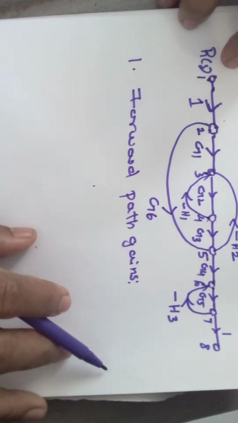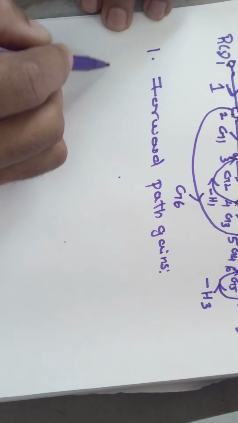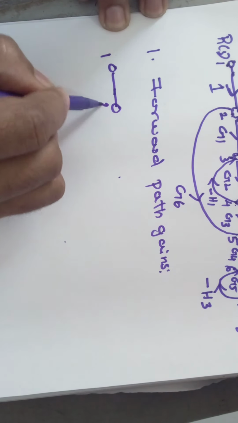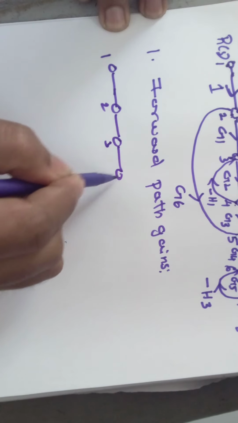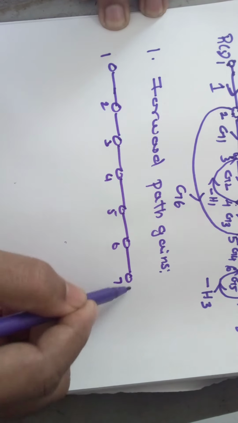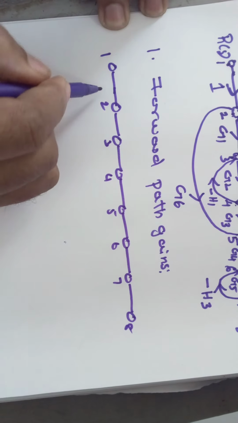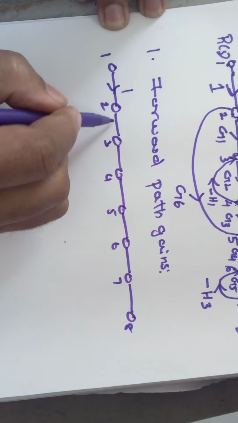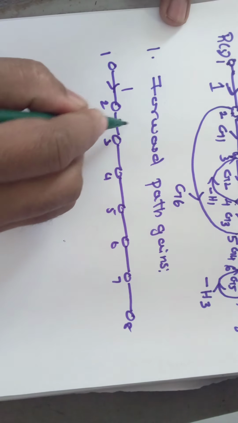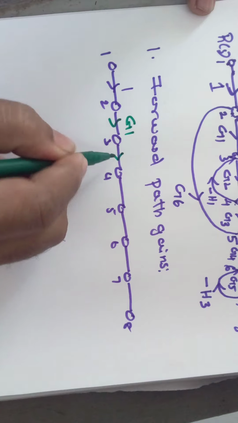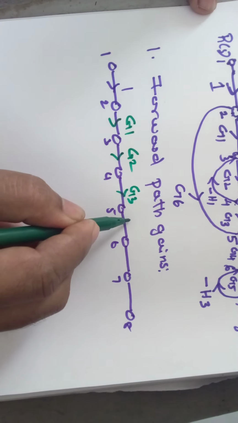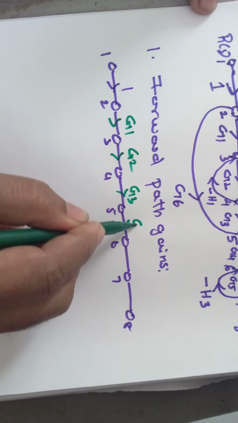I am redrawing this forward path again, starting from node number 1. Totally there are 8 nodes: 2, 3, 4, 5, 6, 7 and 8. Here the first gain is 1, the second gain is G1, the third gain is G2, the next one is G3, and for 5 to 6 you have G4.